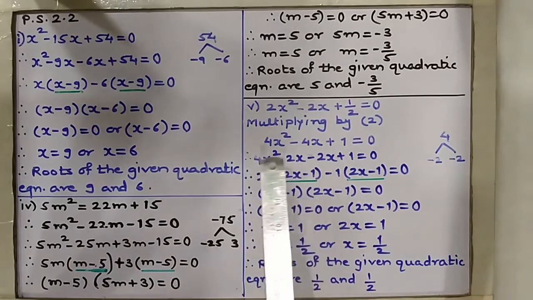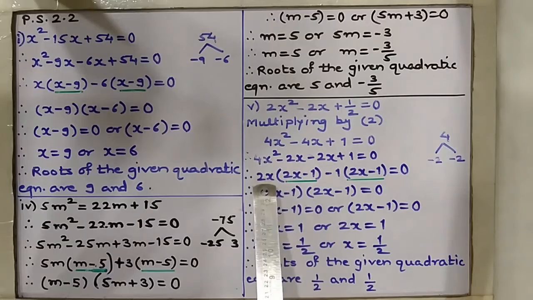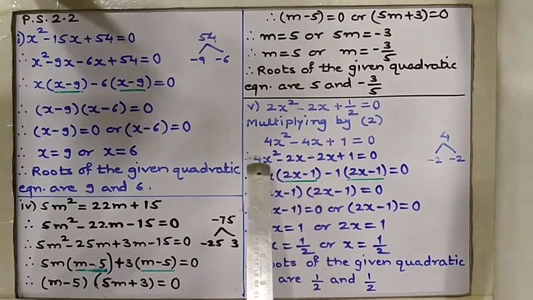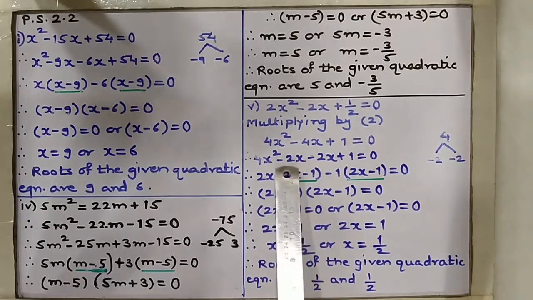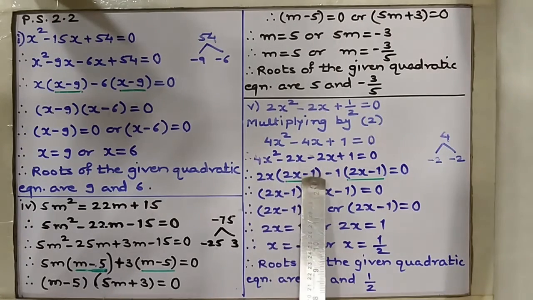Now look at these two terms. From these two terms we can take 2x as common. So what do we get inside the bracket? From 4x square we have taken 2x as common. So over here you will get 2x. And from minus 2x you have taken 2x as common. So you will get minus 1.